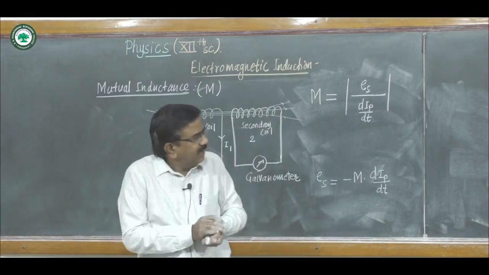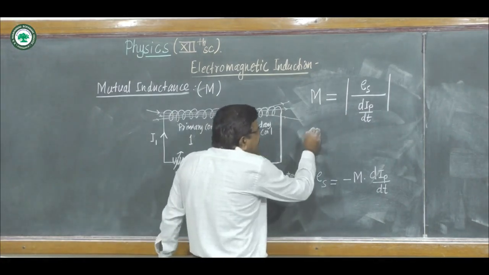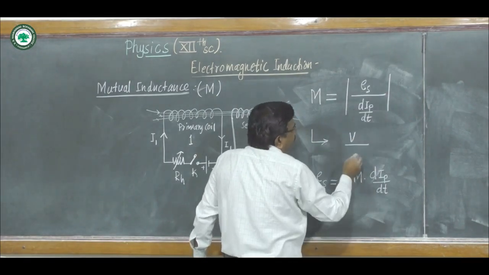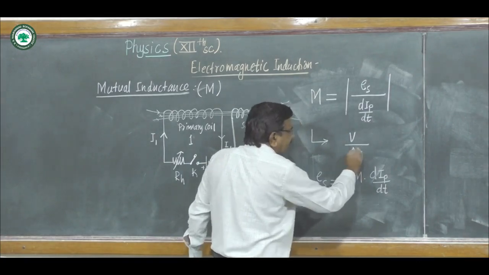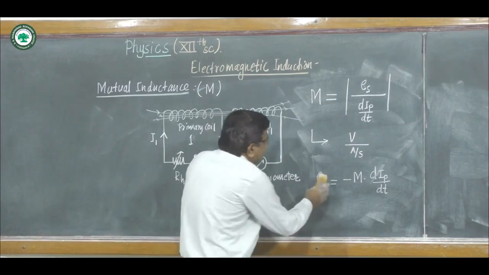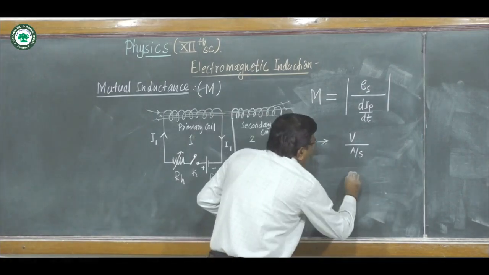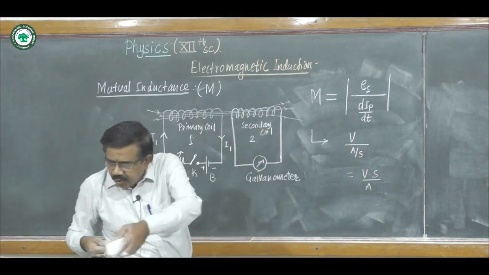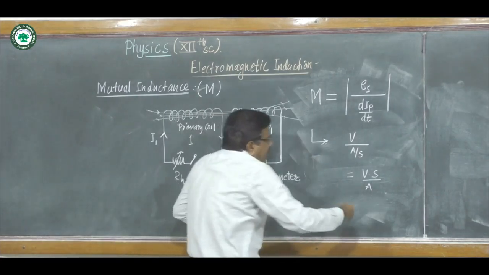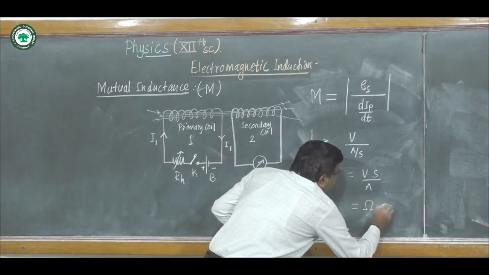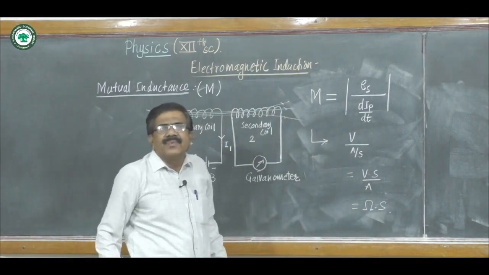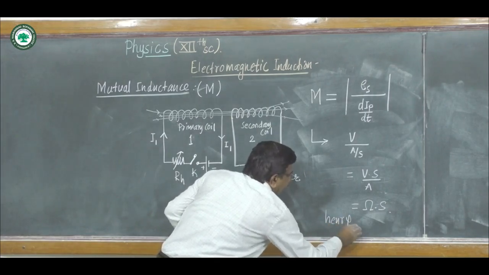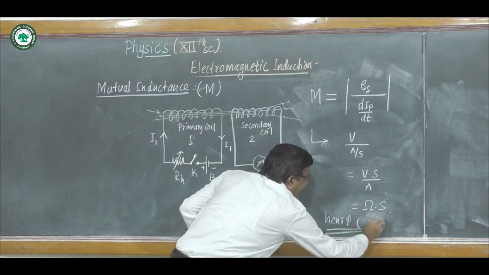And from this equation, again the unit of this mutual inductance: unit of EMF is volt, unit of current is ampere upon second, or we write it as volt second upon ampere. But we know volt upon ampere is nothing but ohm. So this unit is ohm into second, and it is also called Henry, that is H.